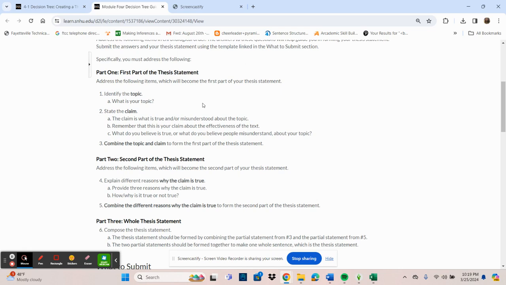Number 2 says, what is your claim? The claim is what is true or misunderstood about your topic. Remember that this is your claim about the effectiveness of the text. What do you believe is true or what do you believe people misunderstand about your topic?